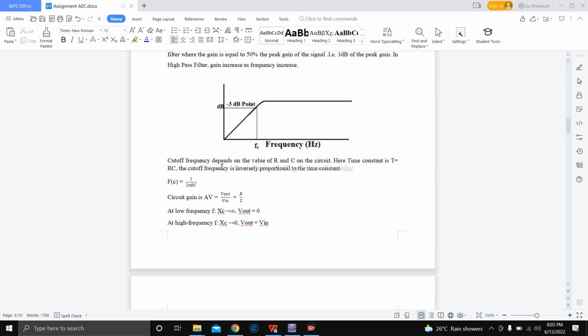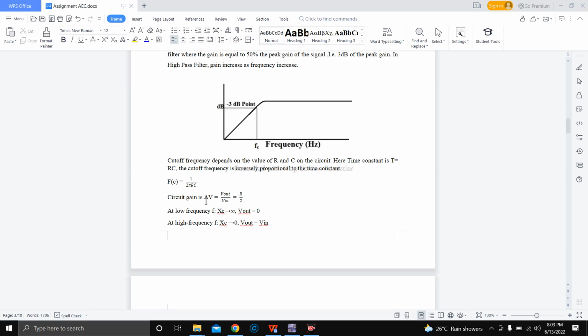Cut-off frequency depends on the value of R and C in the circuit. Here the time constant is T equal to RC. The cut-off frequency is inversely proportional to the time constant. Fc = 1/(2πRC).